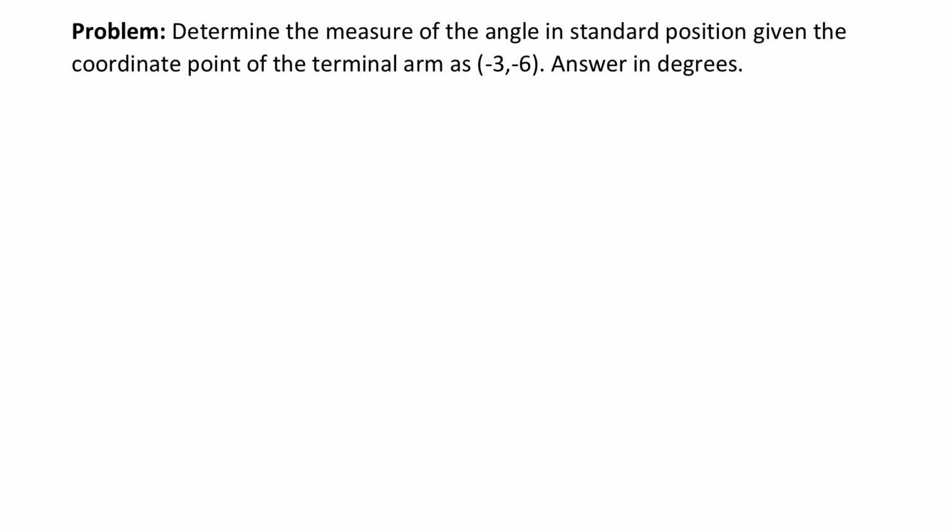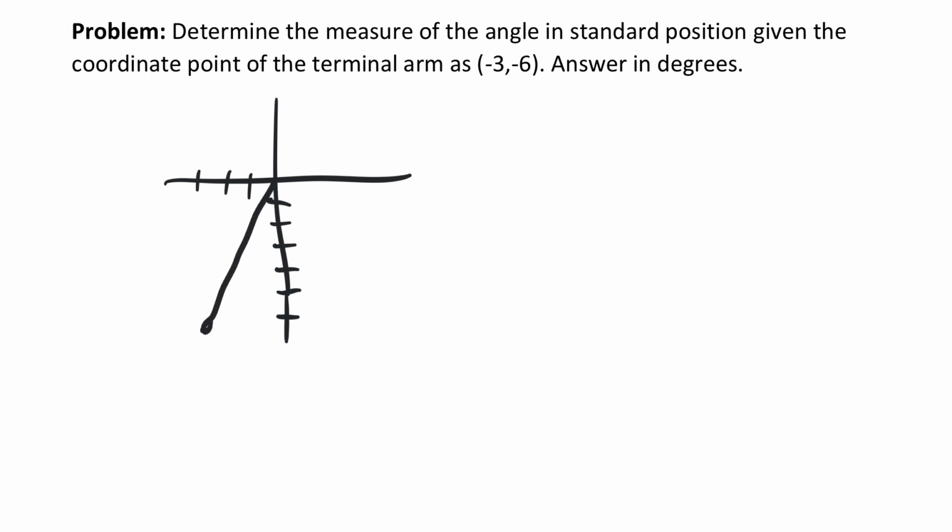Answer in degrees. And again, as we're working through these problems, feel free to pause the video and try them on your own, and then go ahead and watch my solution. Okay, so we want to draw a quick diagram here. The point is at -3 and -6. And so we have the point right over here. It says that's the coordinate point on the terminal arm. So we can draw our terminal arm like that at -3, -6.